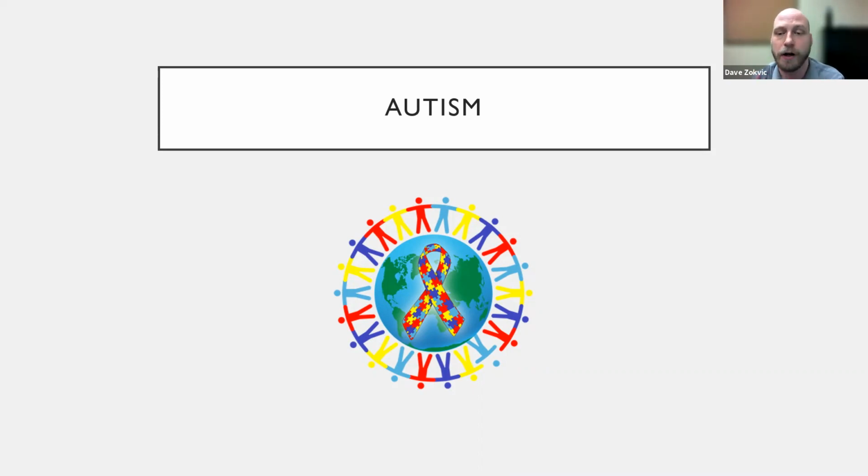Oftentimes, learners with autism might prefer interacting through technology. Since they struggle to pick up on nonverbal and social cues, interacting through email or through the learning management system gives them one less thing that they have to worry about, and gives them the opportunity to really focus on their learning. So something that we would often consider a barrier, the lack of direct interaction or direct communication, is often a benefit to them.